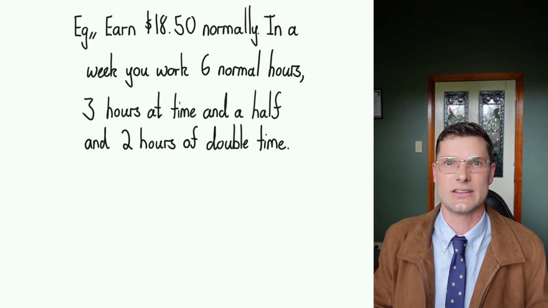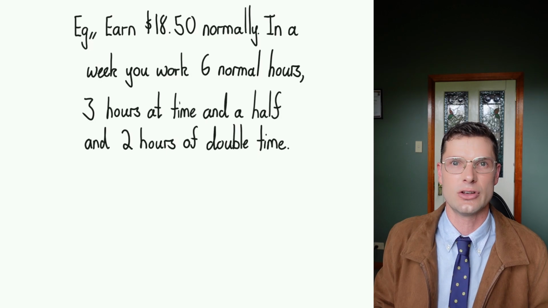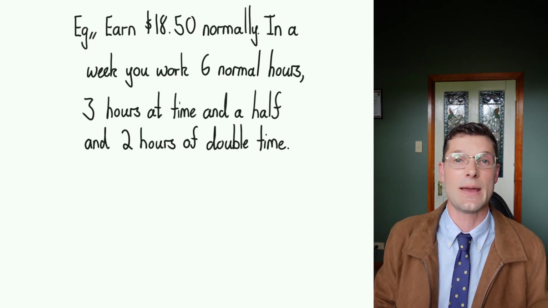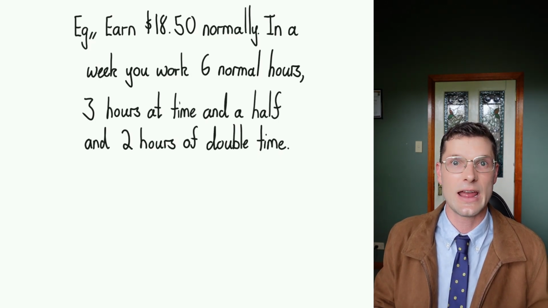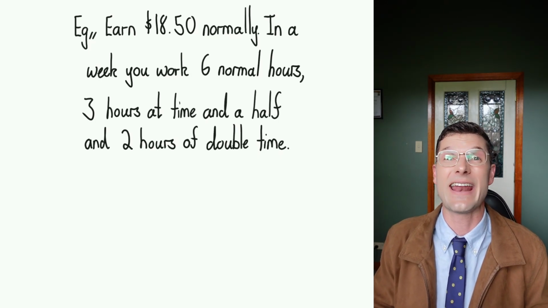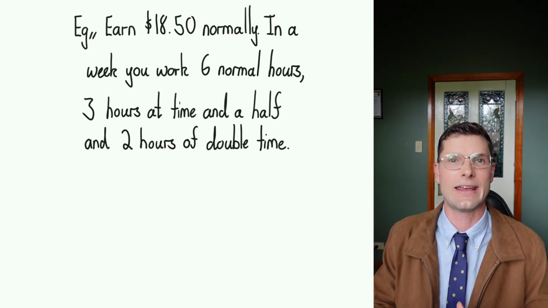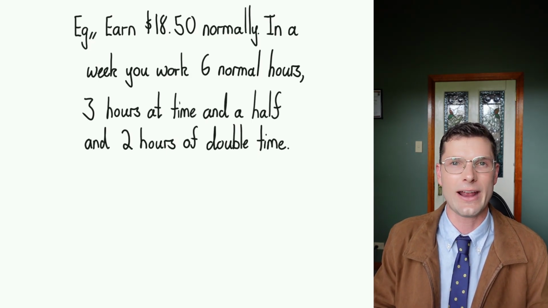We've worked 3 hours at time and a half and 2 hours at double time. How much should I earn for the whole week? We're going to do this in 3 different steps. Work them all out in one step, just one multiplication, and then we're going to add them together at the end. I think this is the easiest way. You could do it all in one calculator, but you'll need to use brackets.